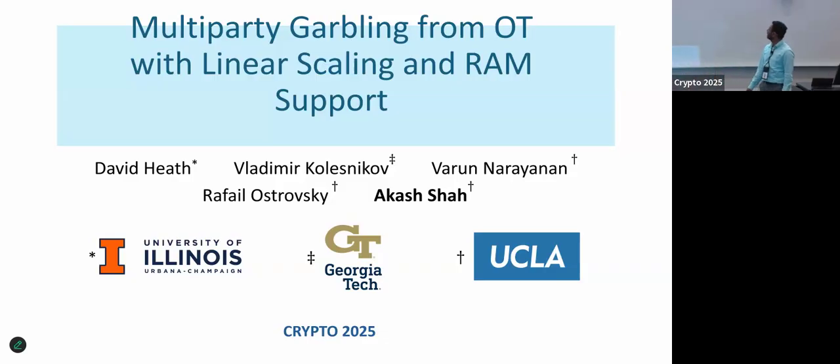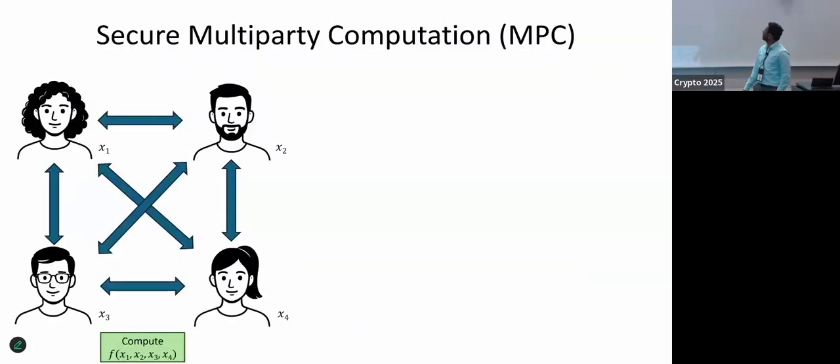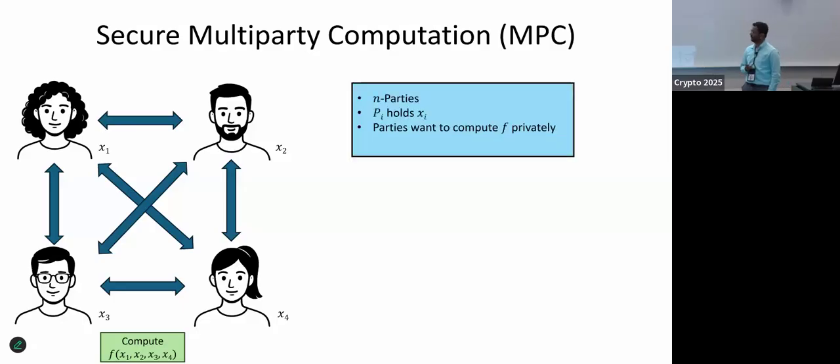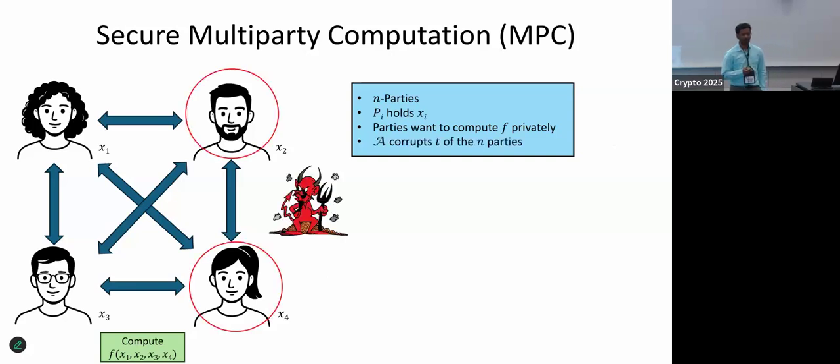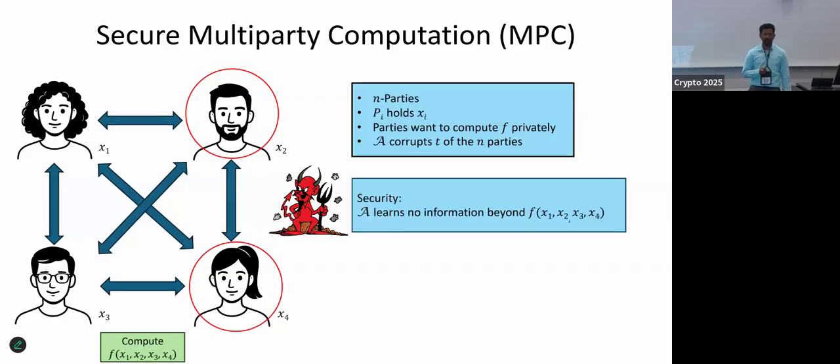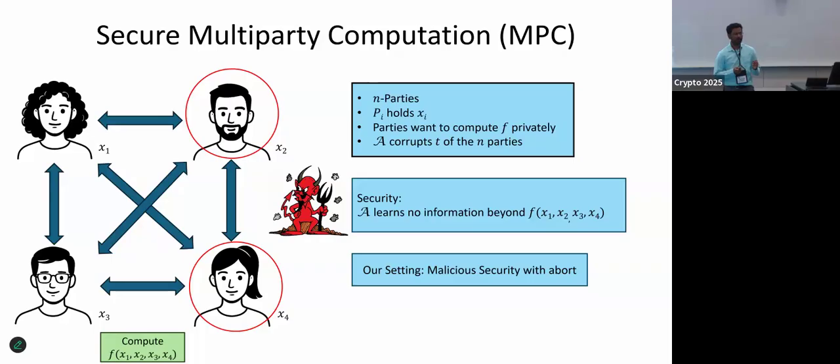This is joint work with David, Vlad, Varun, and Rafi. Let me first introduce the notion of secure multi-party computation. Here you have n parties. Each party Pi holds input xi, and the parties want to compute the function f privately. There is an adversary A that corrupts at most t of these n parties. The security requirement is that the adversary should learn no information about the private inputs of honest parties beyond the output of the computation. In this work, we consider malicious security with abort.